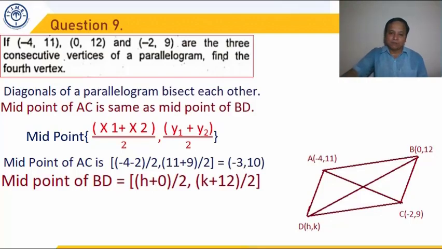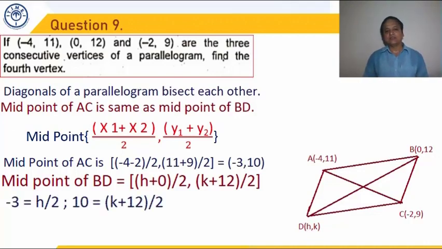So can we say the midpoint of BD is also (h plus 0)/2, (k plus 12)/2. So we can simply equate (h plus 0)/2, that is h/2, equal to -3, and (k plus 12)/2 is equal to 10. So we get the value of h as -6, and for k, (k plus 12)/2 equal to 10, k plus 12 equal to 20, so k is equal to 8.